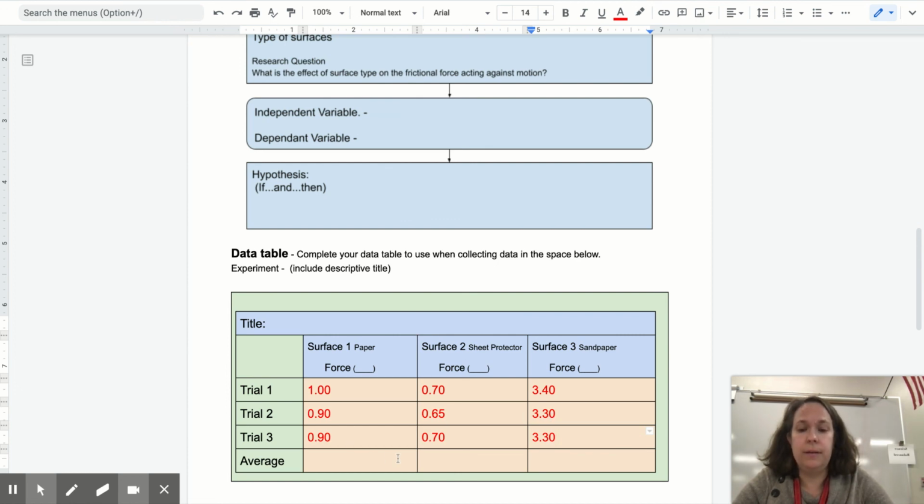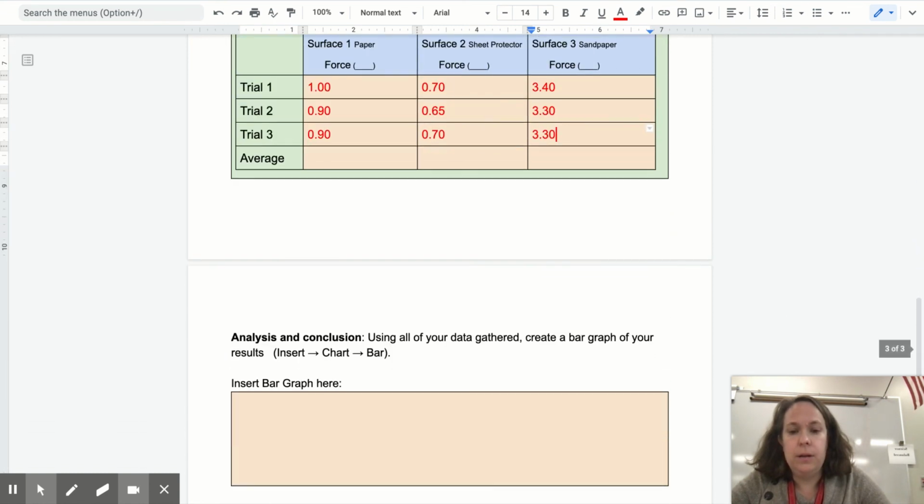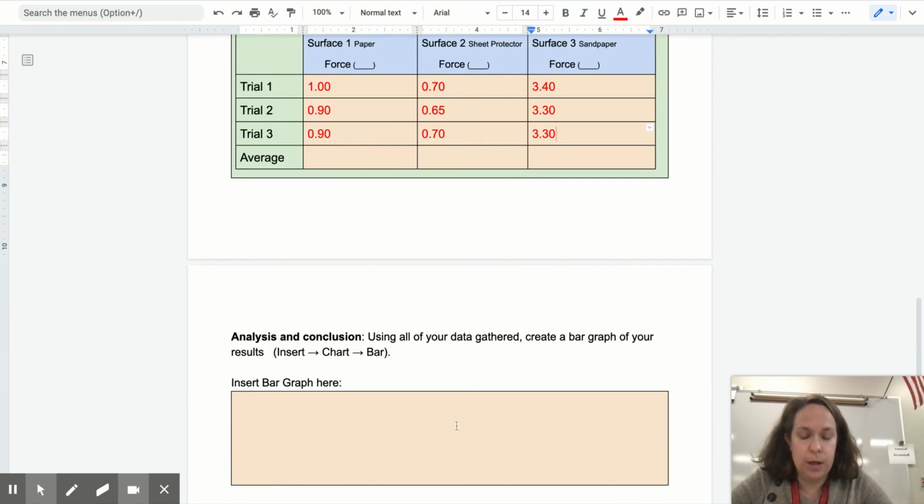You'll need to get the average of each of those trials. Then you'll need to create a bar chart. Your bar chart is just going to have each of the surfaces as a category and the average force needed for each of those surfaces. So 1 bar for each surface. I don't really care if it's a vertical bar chart or if it's a horizontal, that doesn't matter, as long as you have the 3 surfaces and then a bar for the average force on each surface.